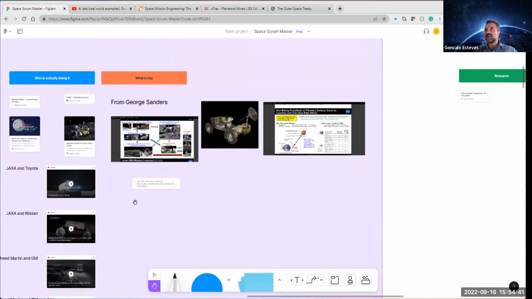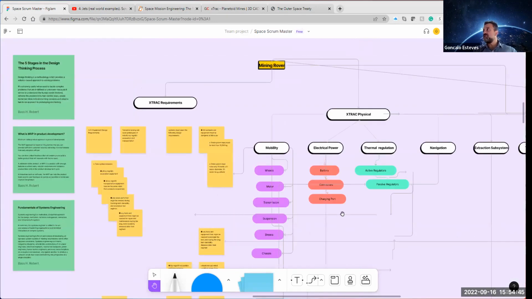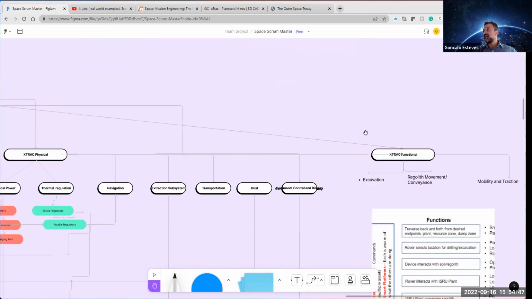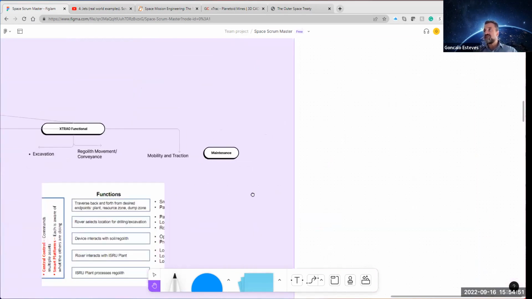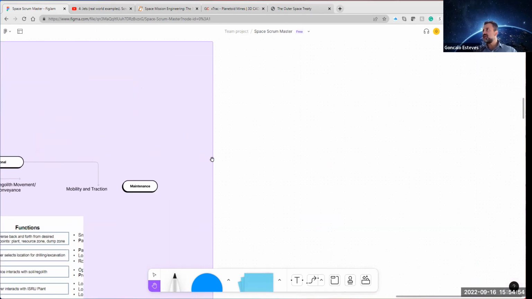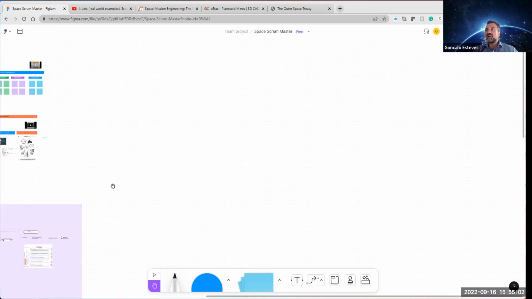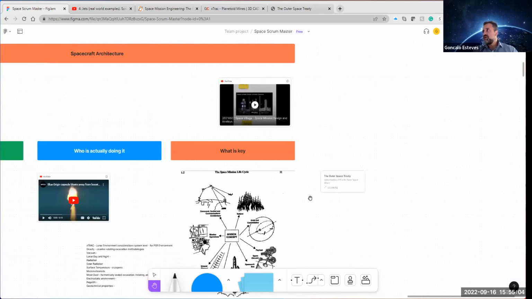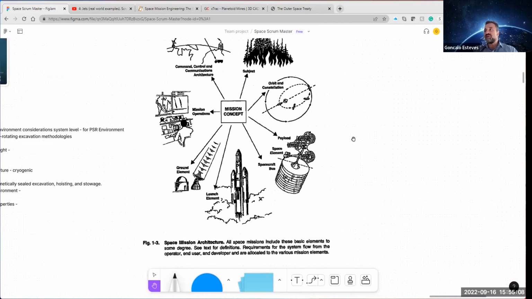Some of the work of George Sanders in there, and in this case, our architecture of the rover with the physical design. Today we've looked into the functional design and that interaction. We didn't do the maintenance yet. That's fine. But very important, at least from my view. We didn't talk about the legal requirements that affect all of these, or even internal requirements.